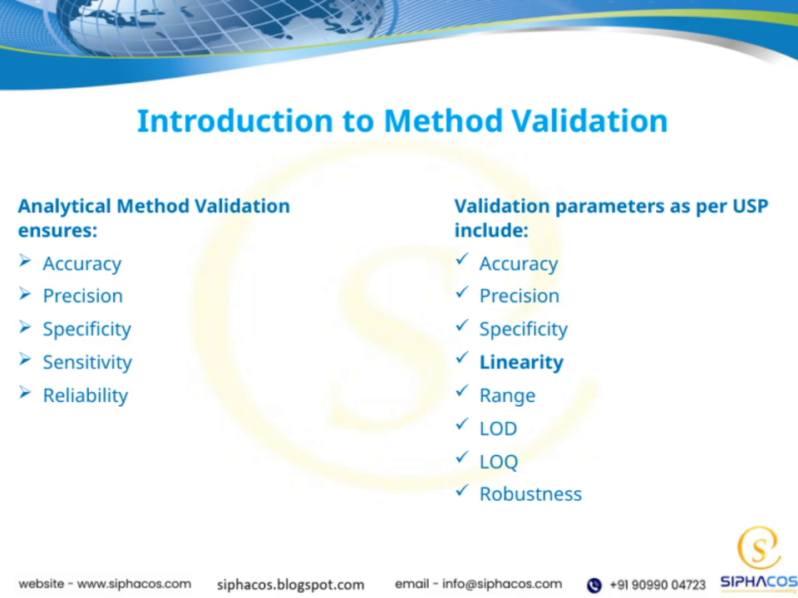Moving on, analytical method validation is crucial because it ensures several key qualities. Accuracy and precision, as I mentioned, are fundamental. Specificity is vital to confirm the method's ability to measure what we intend. Sensitivity, which includes LOD and LOQ, helps us detect and quantify even very low levels. And finally, reliability. This is what gives us confidence that our method will perform consistently in real-world applications. All of these parameters work together to ensure that our analytical methods are trustworthy and compliant with regulatory standards.